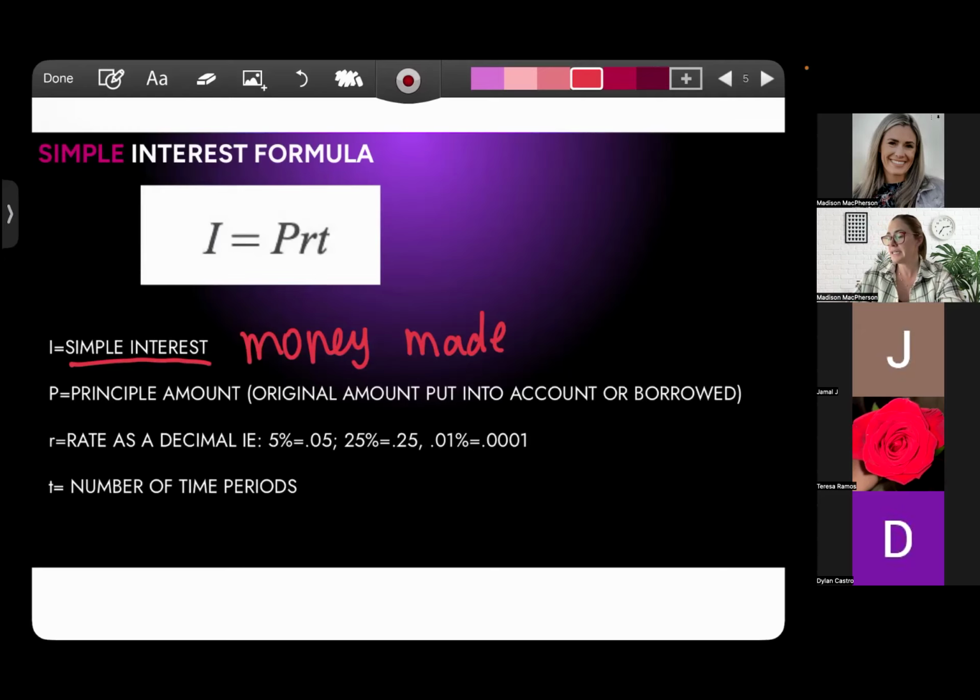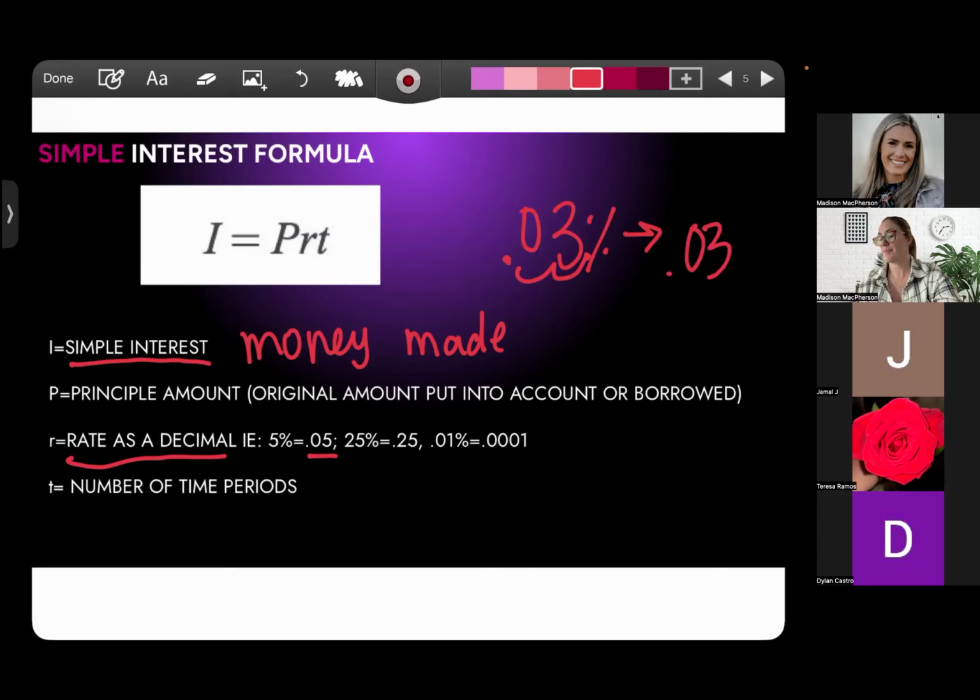The rate, R, is the rate as a decimal. So if it's 5% interest, remember you have to move that decimal over. 5% is equal to 0.05. 25% would be equal to 0.25, or 0.01% would be equal to 0.0001. So remember that decimal moves over 2 times. So if we have 3%, we move the decimal over 2 times, and we have to add a 0. So it would be 0.03.